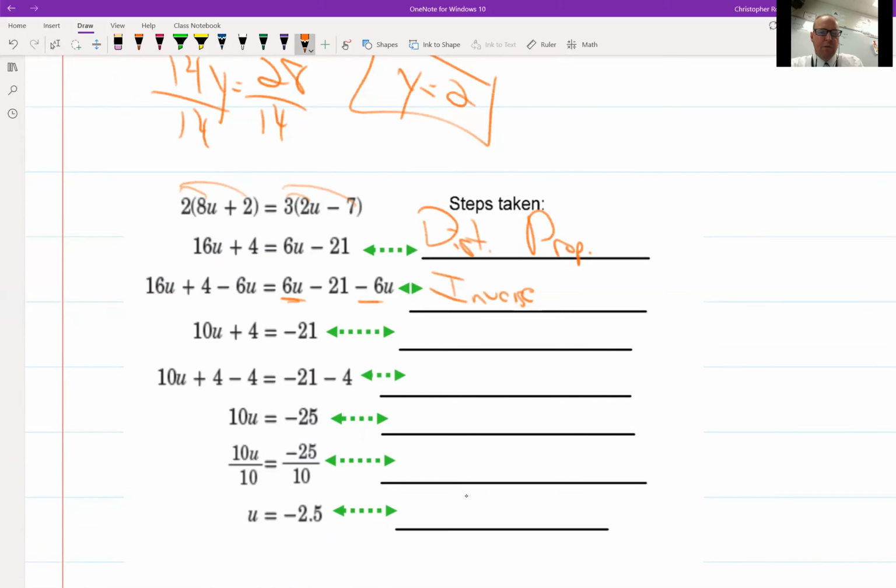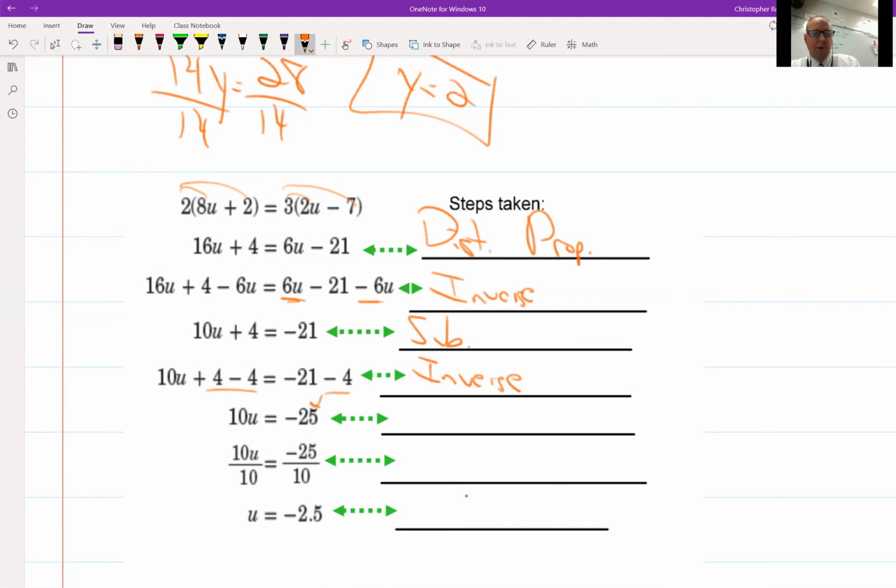So 6u minus 6u. Okay, so that's just going to be, it went from 16 to 10. So we're just going to call this substitution because nothing really happened there. It was the product of the inverse. Next thing we're going to do is we have 4 and we're going to subtract 4 from both sides. So again, that's an inverse.